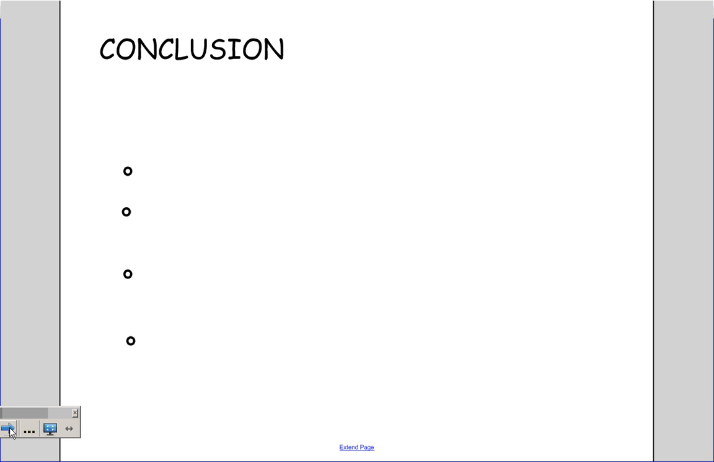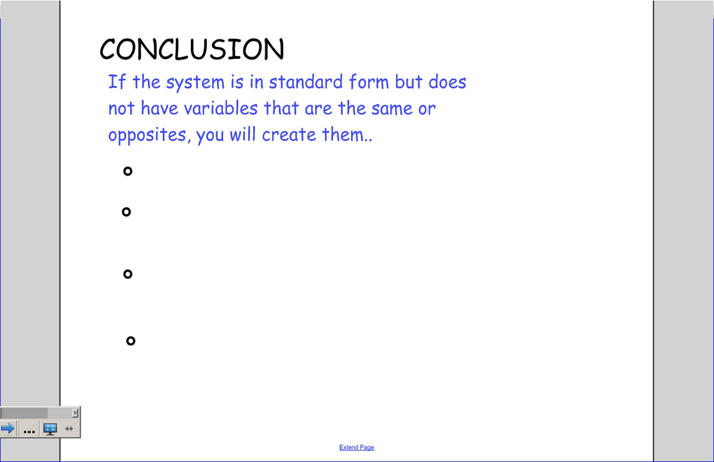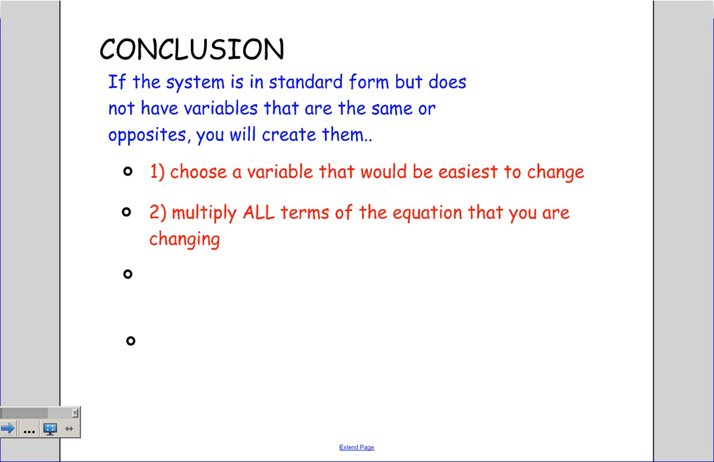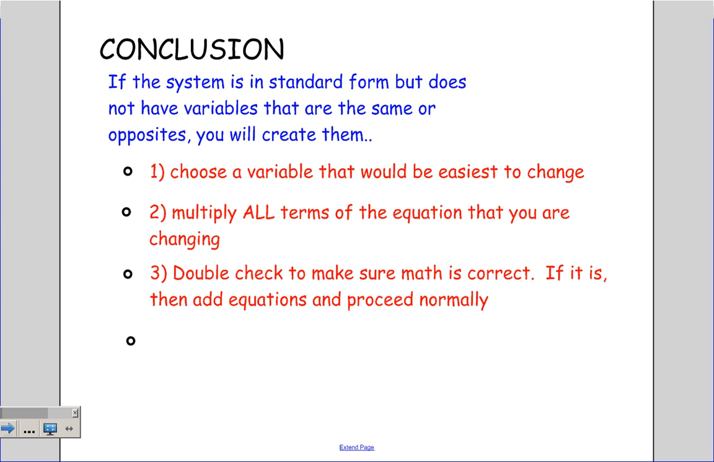So, in conclusion, if the system is in standard form but does not have variables that are the same or opposites, you will create them. First, you choose a variable that would be easiest to change. Second, you multiply all terms of the equation that you're changing. Third, you double check, and this is important, to make sure the math is correct. If it is, then add the equations and proceed normally. Double check your math, though, it never hurts. And finally, you're going to write your solution as an ordered pair. Always write your solution as an ordered pair.